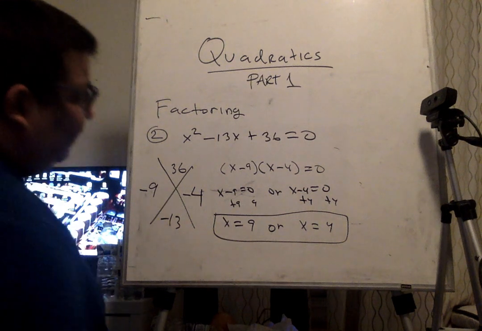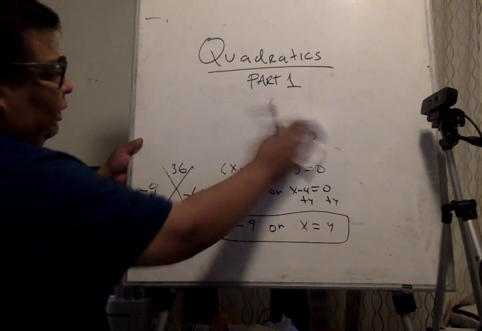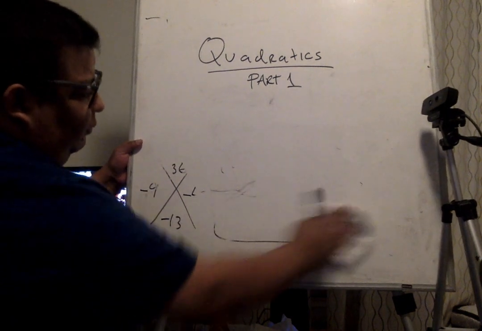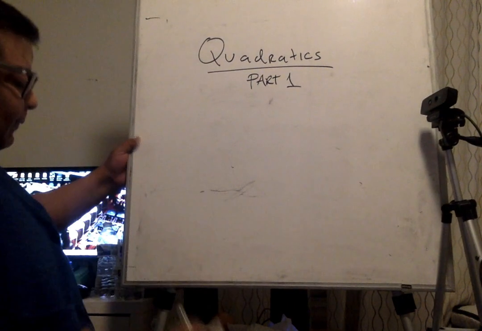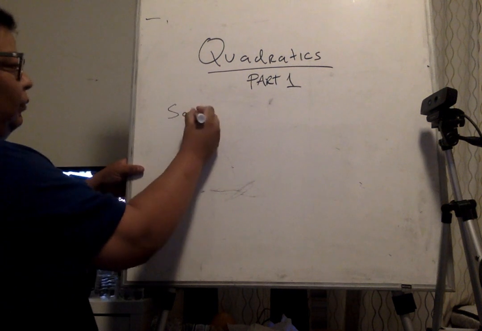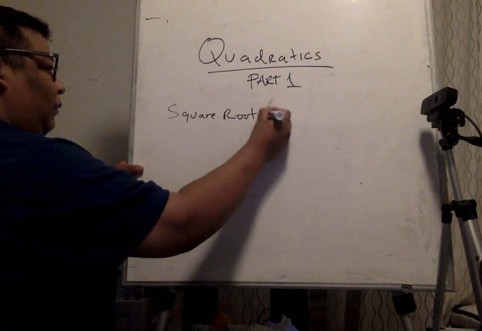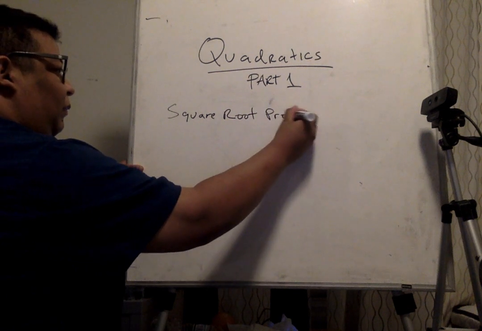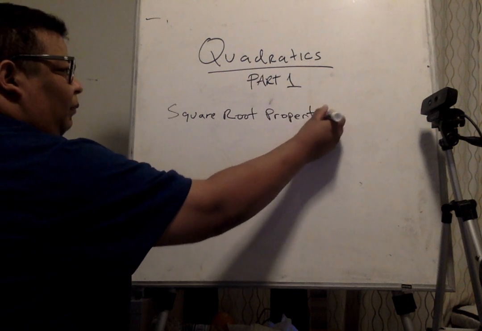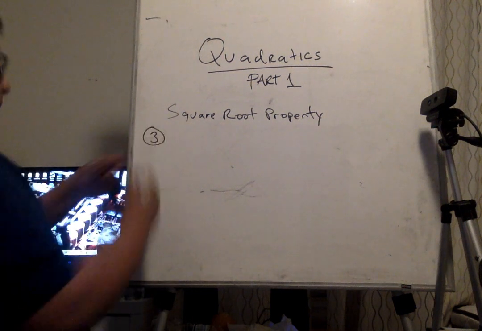Now we're going to look at 3 examples of how to use the square root property of quadratics. Square root property. So let's look at problem number 3.